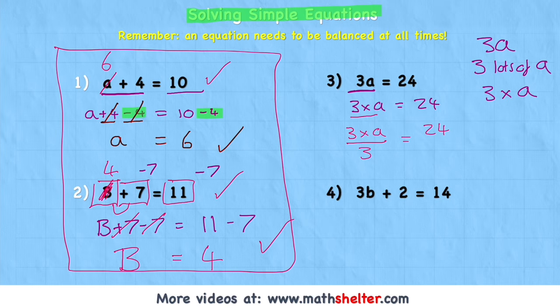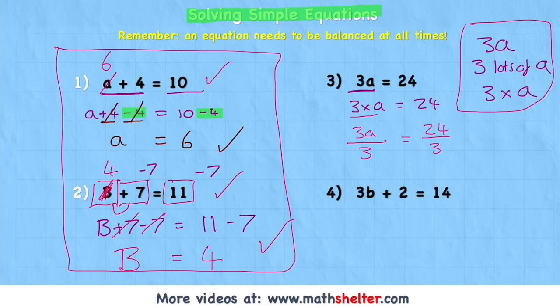But again, don't forget what I do to one side, I have to do to the other. So 24 divided by 3. Now I'm just going to tidy this up a little bit because we wouldn't put 3 times a. It's a little bit amateur. We would just put 3a. We now know that means 3 times a.